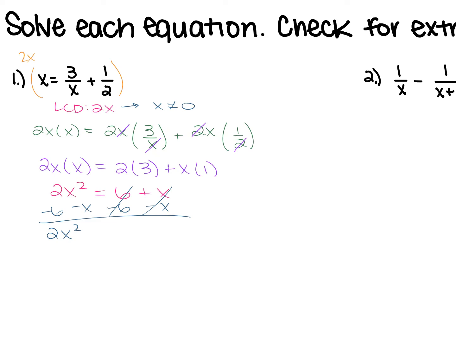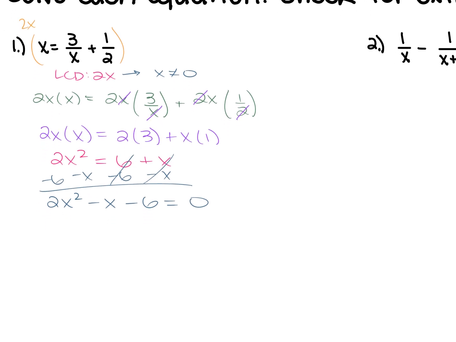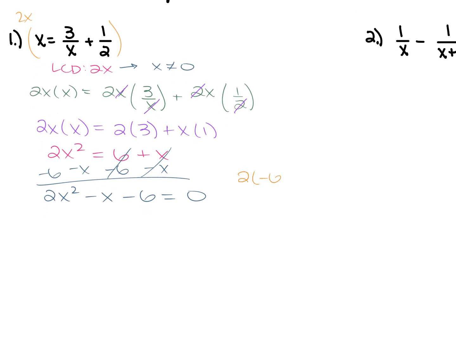So that gives us 2x squared minus x minus 6 is equal to 0. Your a is something other than 1 here, so we're going to multiply 2 times negative 6. That gives us negative 12. From here, this is going to get rewritten as 2x squared plus 2x minus 6x. Oh, sorry, go back. Your factors of negative 12 that add up to be negative 1 are 3 and negative 4. So this is going to give you plus 3x minus 4x minus 6 is equal to 0.